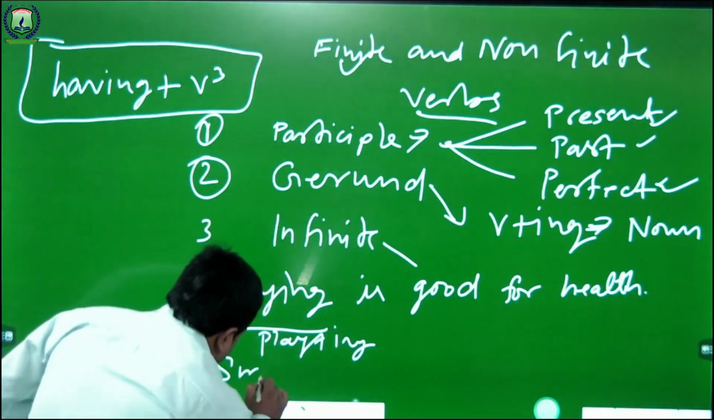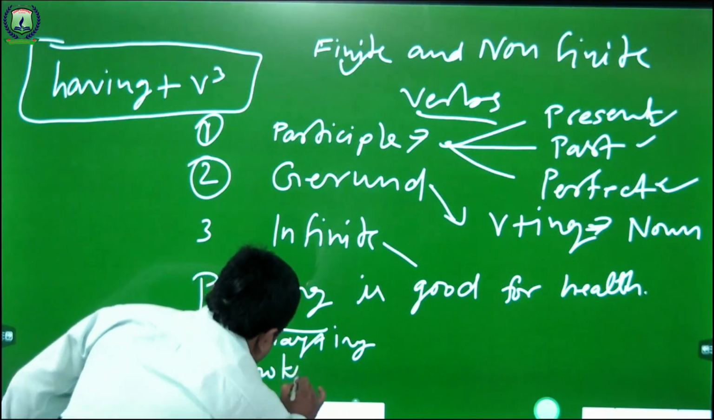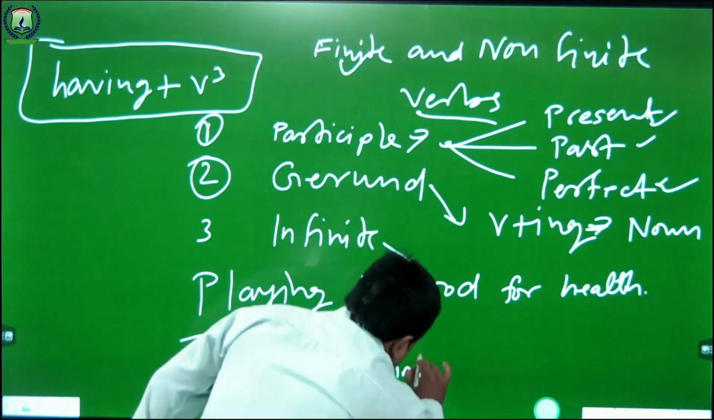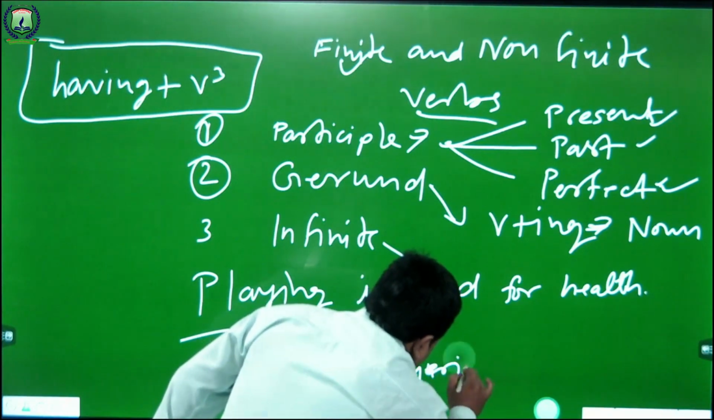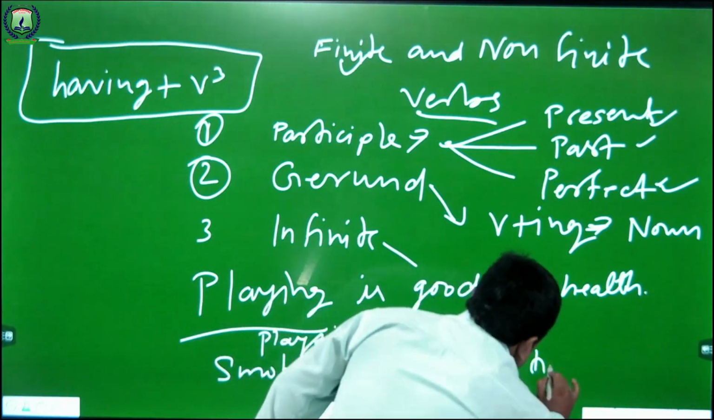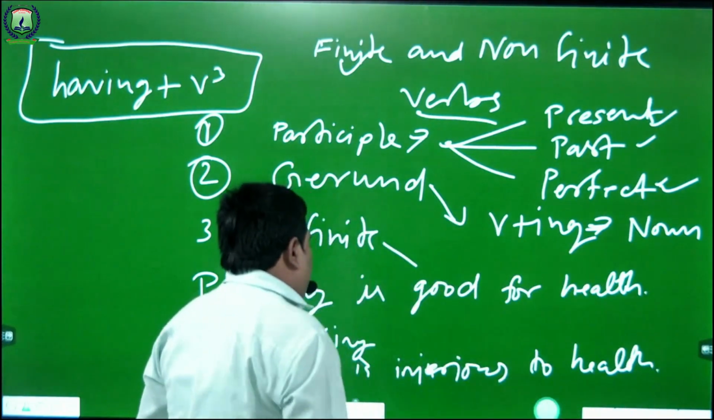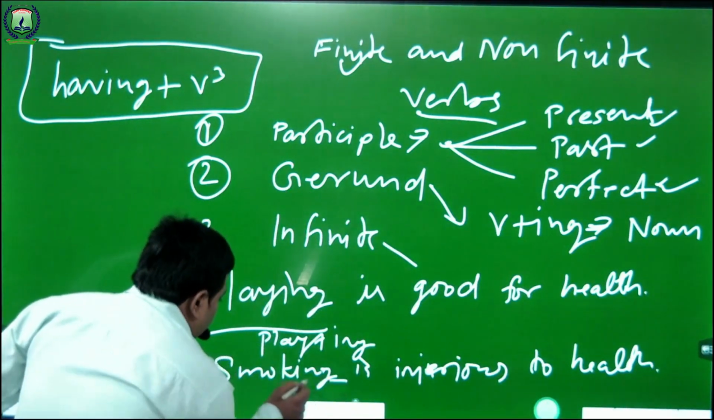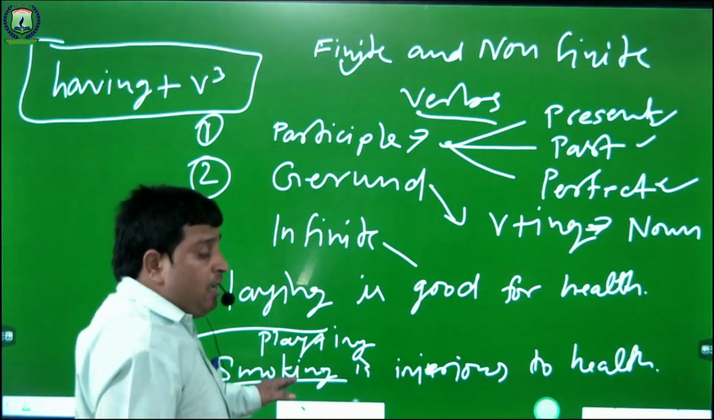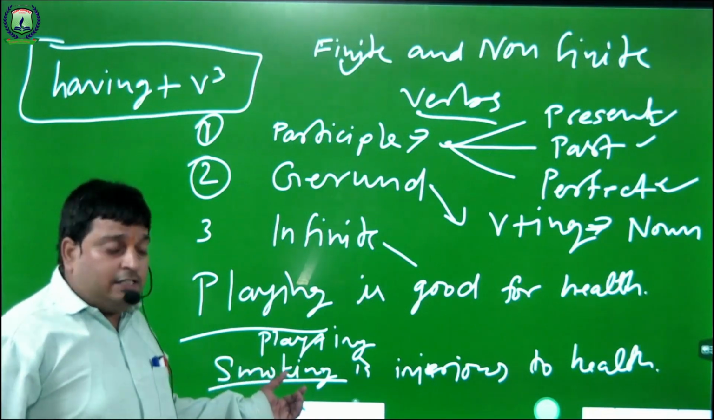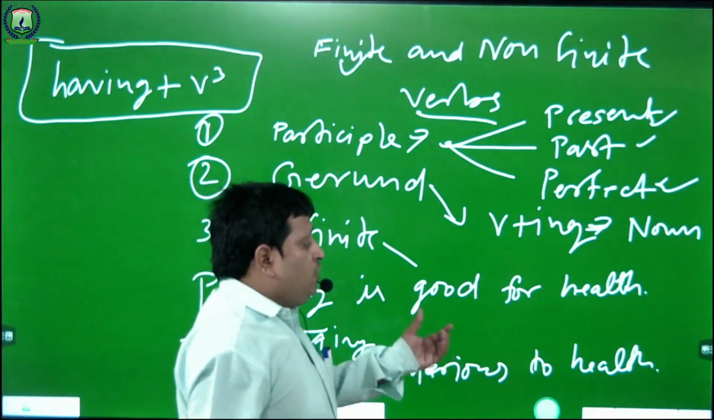Now another sentence, smoking is injurious to health. Smoking is injurious to health. Here the smoking word is a gerund and is used here as a noun, as a subject. Smoking is injurious to health.